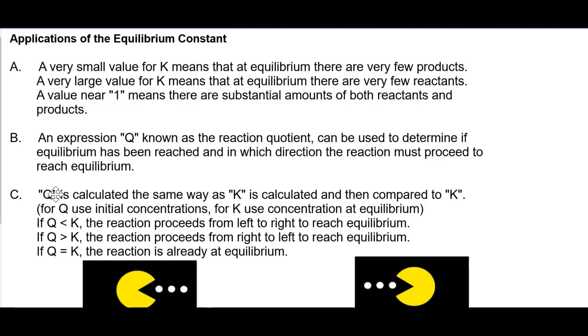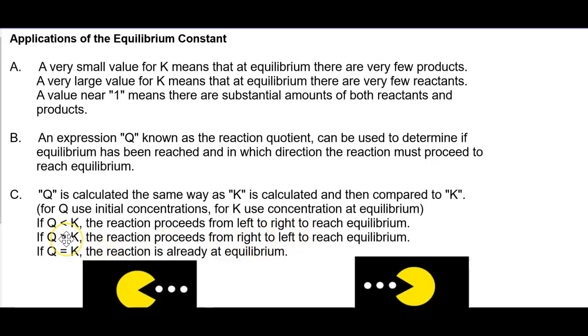So what you will do is always compare Q versus K. Think of the word OK. I know Q is not an O, but think of it as OK. So always do Q versus K. If Q is less than K, then the reaction is going to proceed from the left to the right. Think of the less than sign as Pac-Man. Which way is Pac-Man heading? To the right. Q greater than K, the reaction is going to proceed from the right to the left.